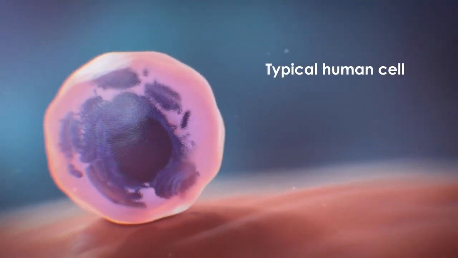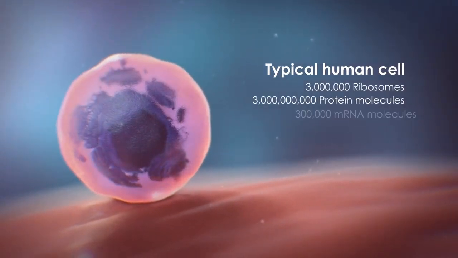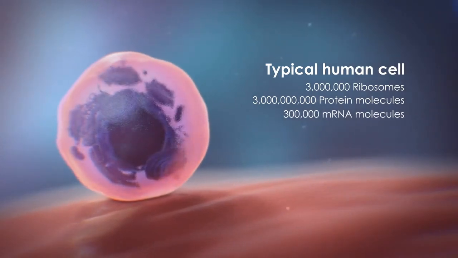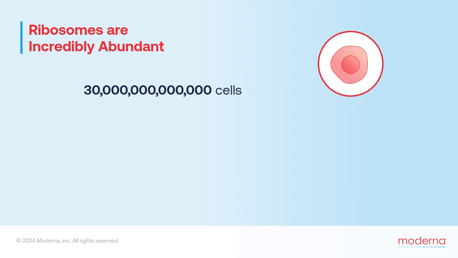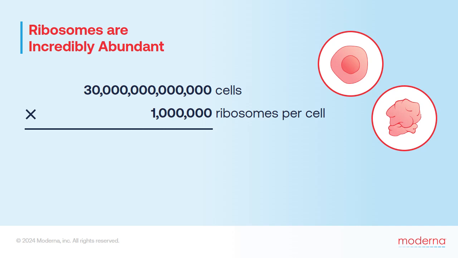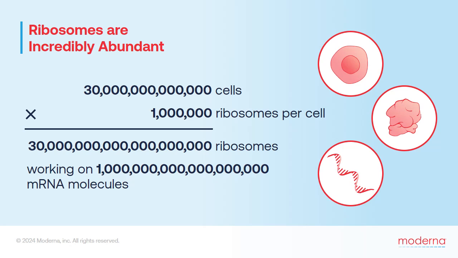Remarkably, in order to make all the proteins your body requires, each one of your cells contains millions of ribosomes, hard at work manufacturing billions of protein molecules from hundreds of thousands of mRNA molecules. Remember that your body is composed of over 30 trillion cells. So let's do some math. 30 trillion cells times a million ribosomes per cell comes to 30 quintillion ribosomes. That's 30 followed by 18 zeros. Altogether, these 30 quintillion ribosomes are working on over a quintillion mRNA molecules. Wow, that is a lot going on.